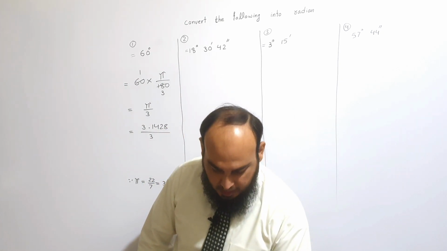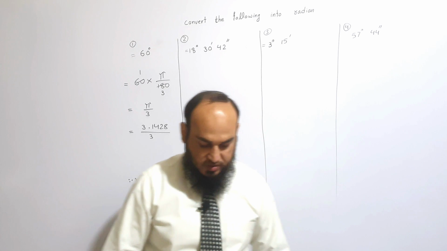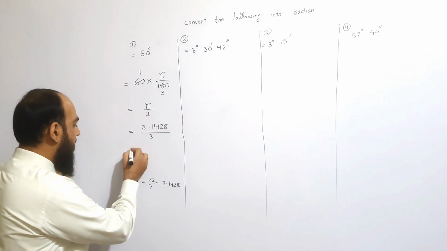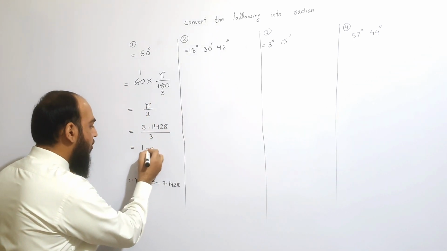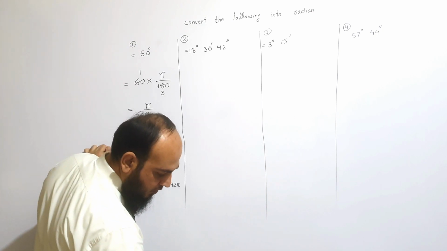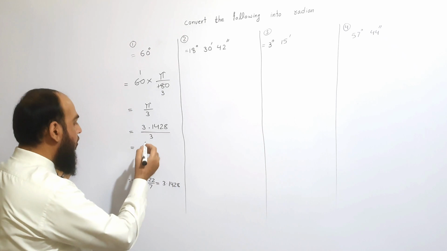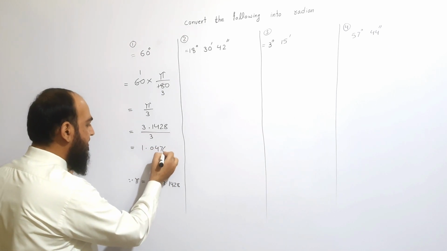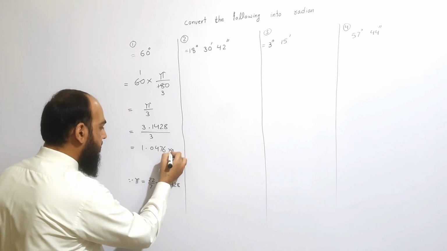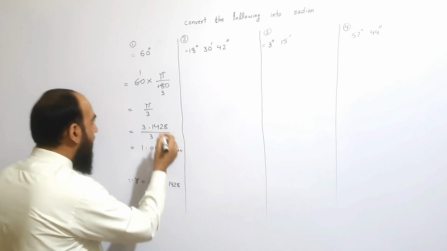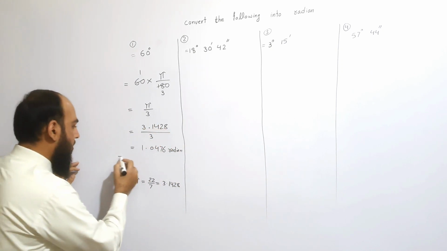Then we will get 1.0476, so 1.0476 radian. That is converted into radian.